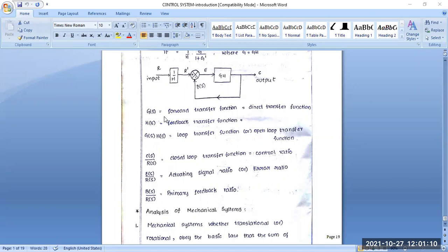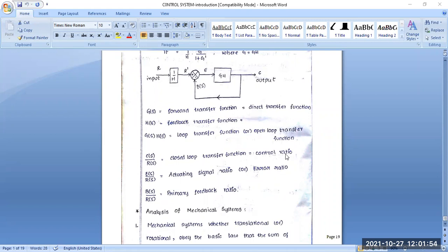Here GS is the forward transfer function, and it is sometimes called the direct transfer function also. Another one is HS, the feedback transfer function. Please remember these terms also. GS into HS is called the loop transfer function or open loop transfer function. And CS by RS, that means output by input variable, is called the closed loop transfer function.